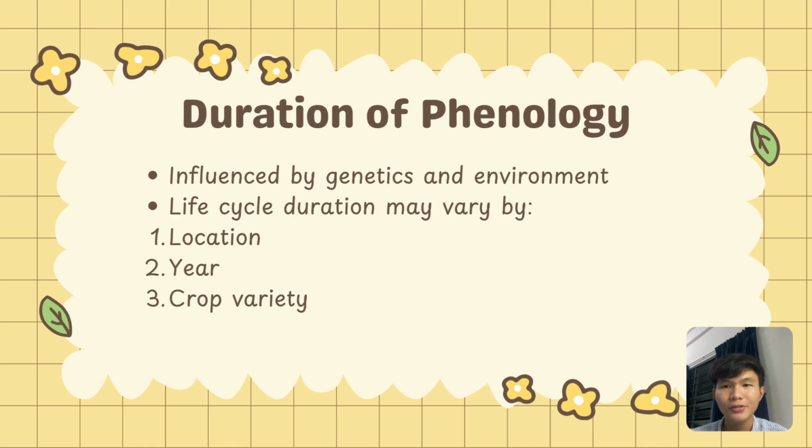Now, let's talk about phenology duration and variation. The duration of phenological stages is not fixed. It depends on both genetics and the environment. For example, the same variety of rice might mature in 100 days in one location but take 120 days in another due to differences in temperature, light, and water. This is why understanding local conditions is so important for successful farming.